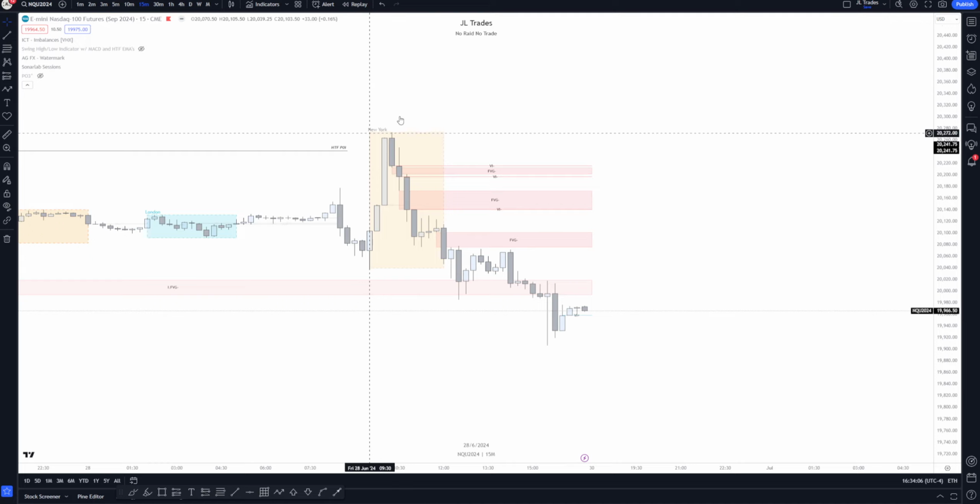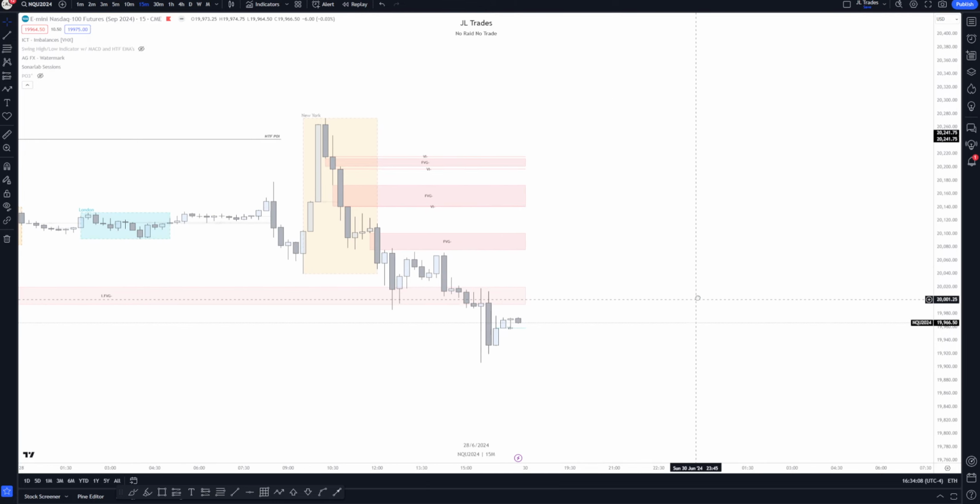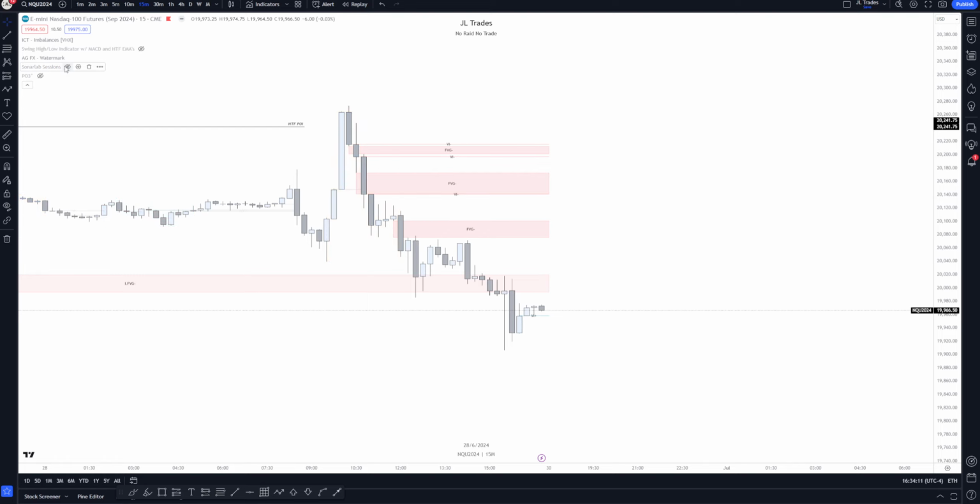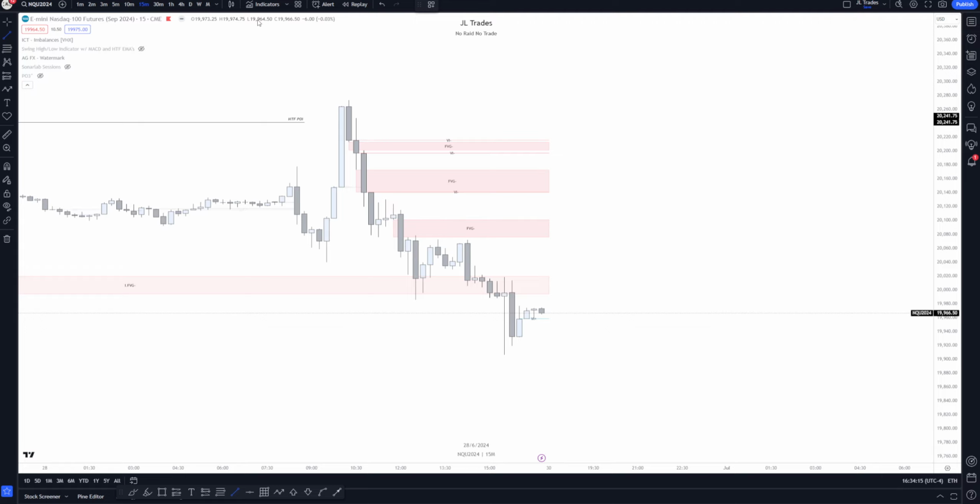Turn off in the New York session. I will turn off the session indicators. So where would your change in the state of delivery be? When you're looking for a change in the state of delivery, you have to ignore the wicks. Do not care about the wicks. The wicks do the damage, but the bodies tell the story.